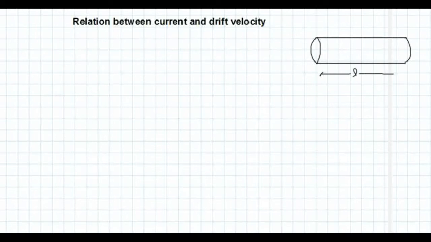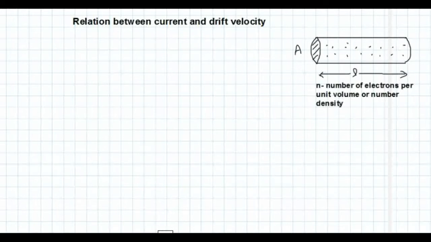So now consider a conductor of length L. Let A be the area of cross section. Now suppose that there are a large number of free electrons in this conductor as shown here. Also suppose that the number of electrons per unit volume is n, small n. It is also called number density.